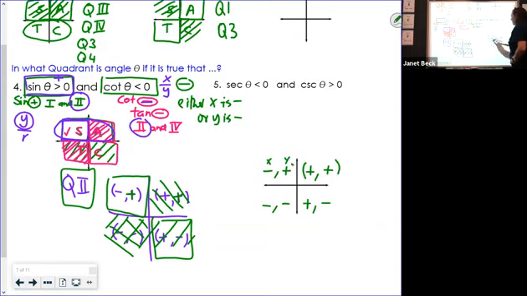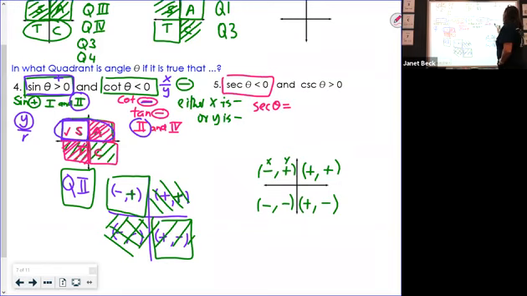I'm going to do it this way this time. The question is telling me secant is negative. Secant of an angle is r divided by x, and if it's negative, x is negative. X is negative here and here, not here.